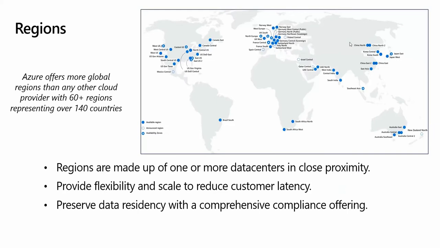Starting with regions, I want you to take a look at the map to the right-hand side. Take a look at those blue dots around the world, and those blue dots represent Azure regions. We have over 60 regions located globally, as you can see, representing over 140 countries. Azure actually has more global regions than any other cloud solution provider. That blue dot, which is that region, represents a collection of data centers. It can be from 1 to up to 16 data centers.